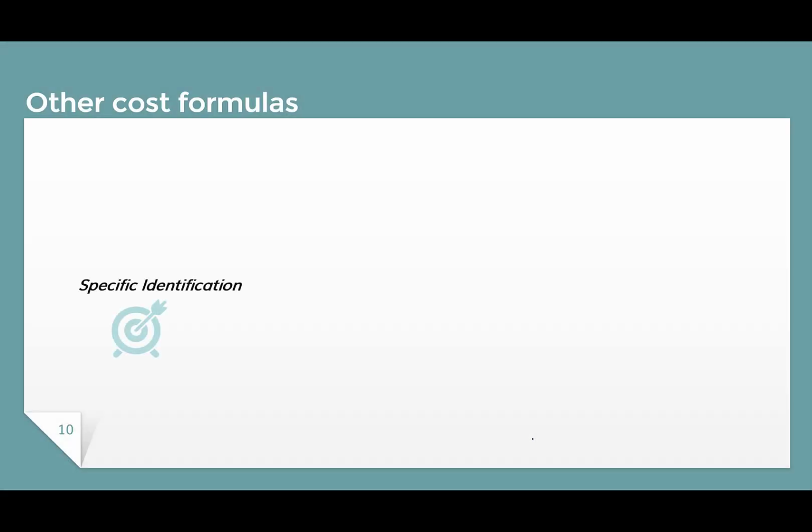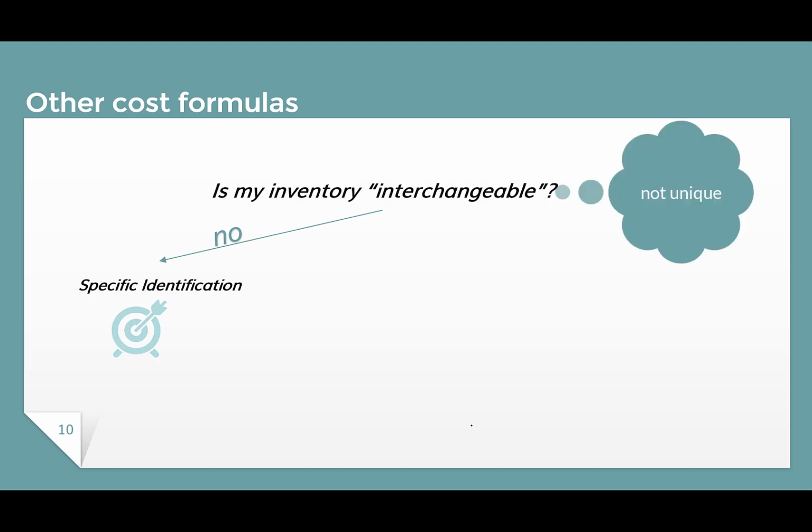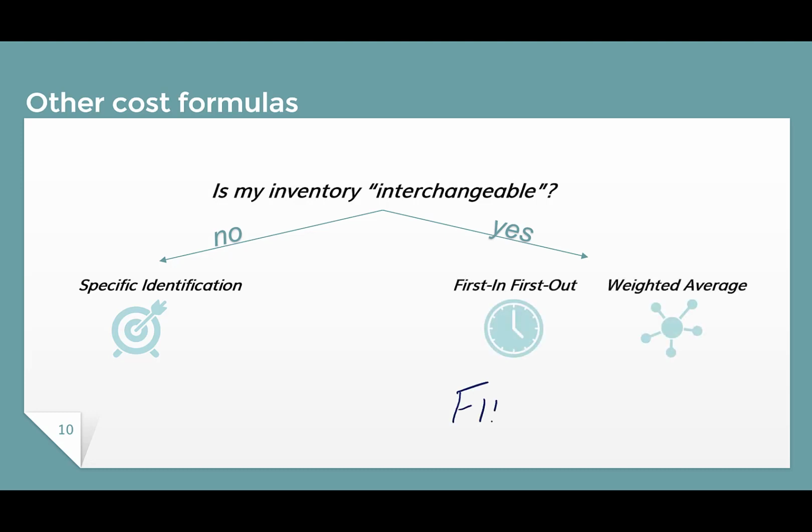We now know that we need to use specific identification when the inventory is unique or not what's called interchangeable. If your inventory is not unique, it's considered interchangeable. An example would be gasoline. In the underground tanks, there's no way to distinguish between gasoline bought by the gas station at the beginning of the week and gasoline bought at the end of the week. It's all interchangeable. And when your inventory is interchangeable, you do not use the specific identification cost formula. You use one of first in, first out, which is shortened to the name FIFO, or weighted average.